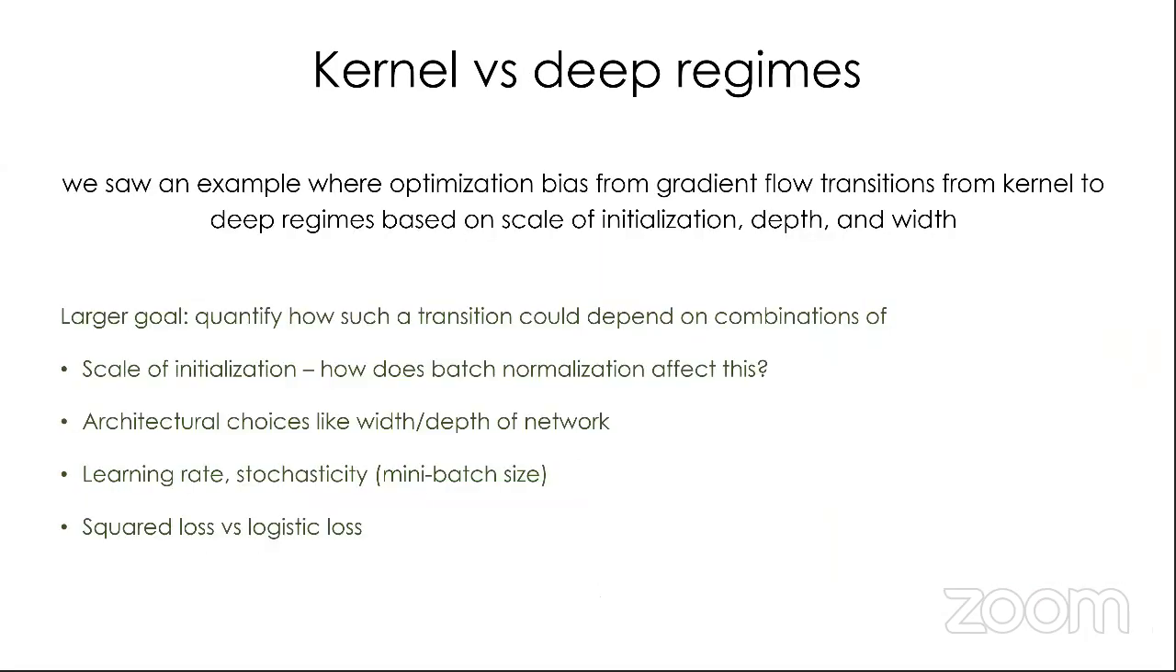And to summarize, we did see a specific simple example where the optimization bias, or the implicit bias from gradient flow, transitions from the kernel to the deep regime based on the scale of initialization. But a larger goal of this line of work is to understand how this transition could depend on a combination of initialization, architectural choices, learning rate, and so on.